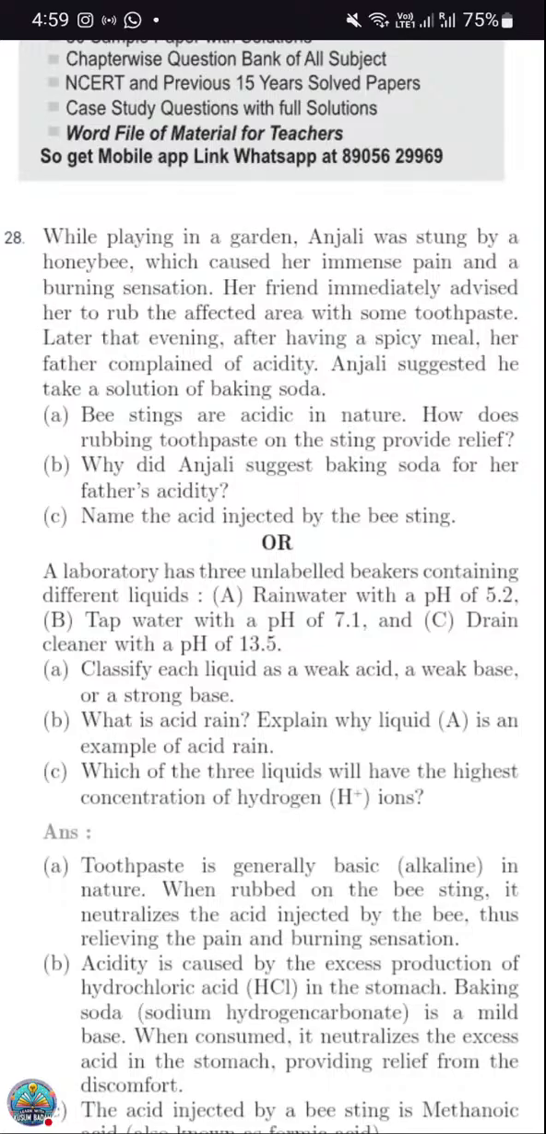Later that evening, after having a spicy meal, her father complained of acidity. A spicy meal contains a lot of protein, so more and more acid is needed to digest it for the production of pepsin. Thus the father will get affected with acidity. Anjali suggested taking a solution of baking soda. Baking soda is a base which will neutralize acidity in the stomach. Based on this, we need to answer the following questions.